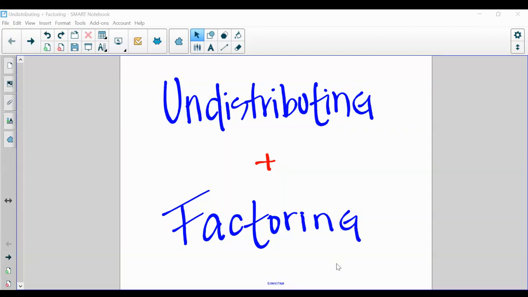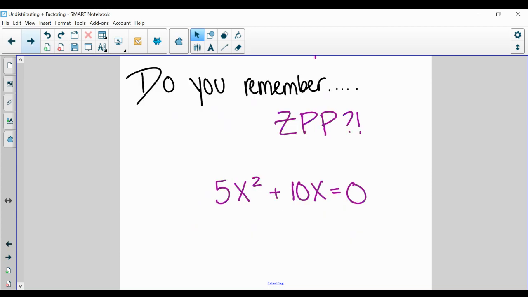Hi everyone. In this video, I am going to give you a little bit of an explanation about how undistributing meets factoring. Here's what I mean by that. Do you remember ZPP? Hopefully, when you look at this purple problem, the word undistributing pops into your head, and you realize that we can look at each of these terms, see what they have in common, and undistribute that, meaning take it out.